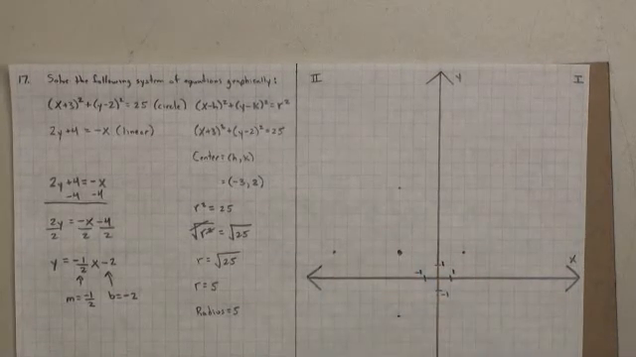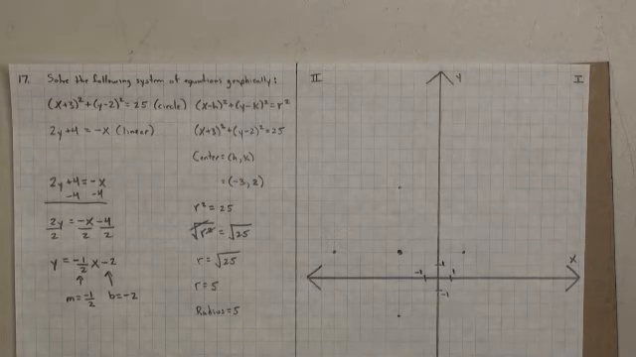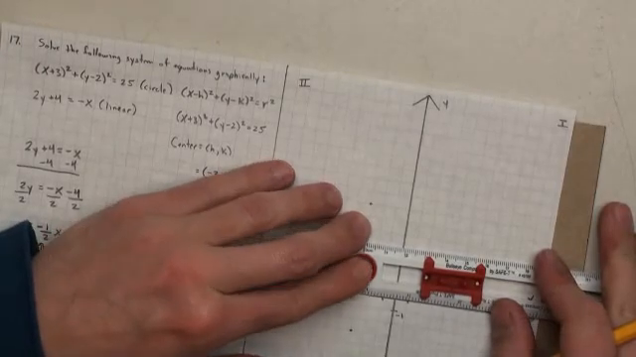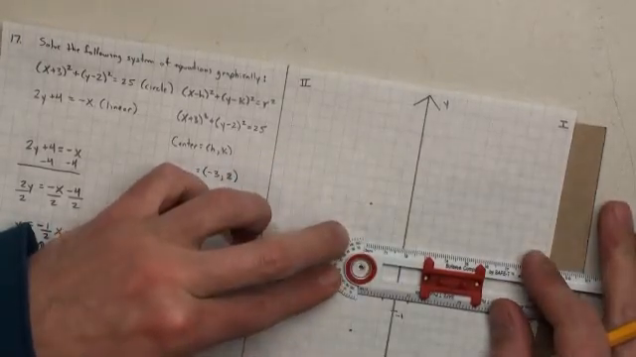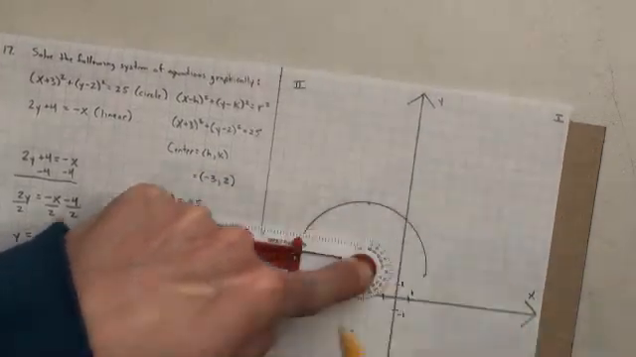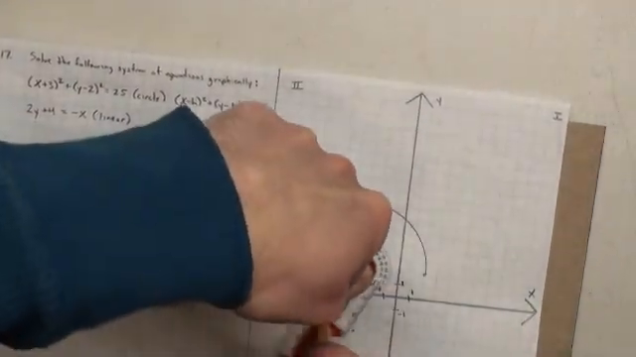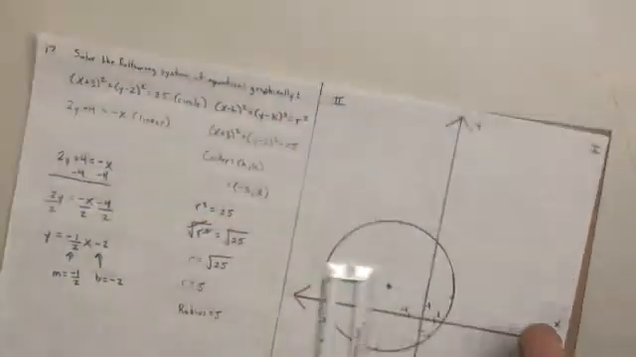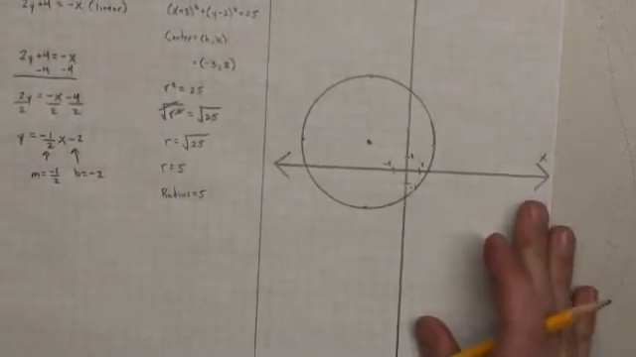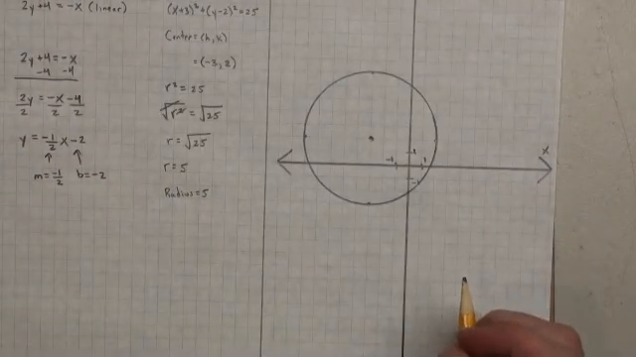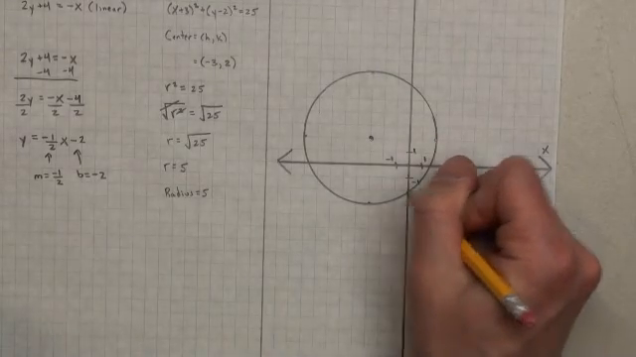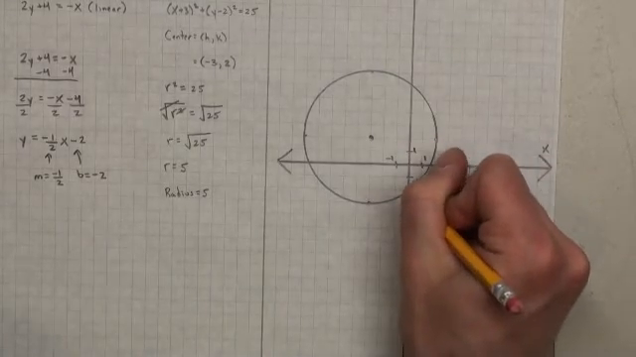Now you can try and draw in a circle by hand, but it's probably going to come out not that nice looking. So instead you should use the compass. There's your nice circle. Now, the line goes through negative 2, which looks like it crosses the circle, but we're not 100% sure about that.